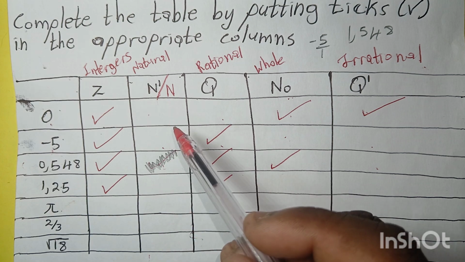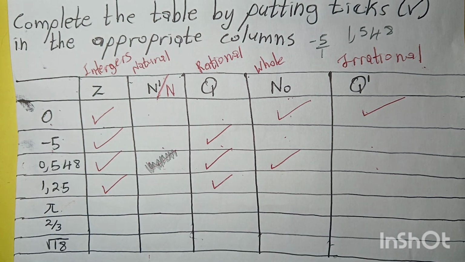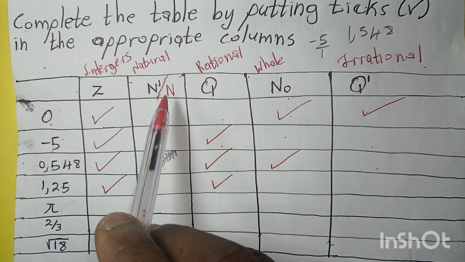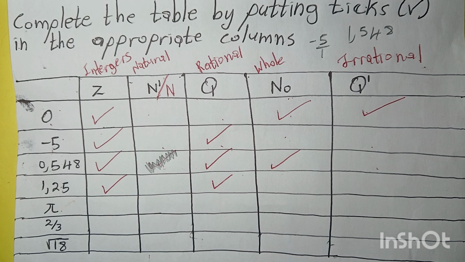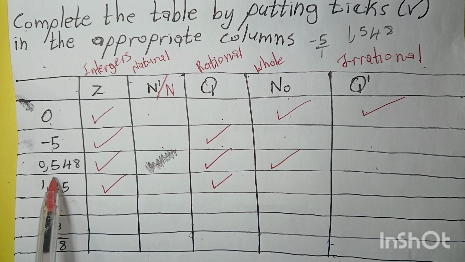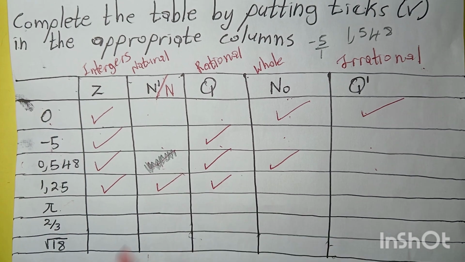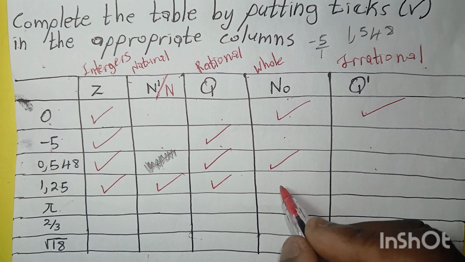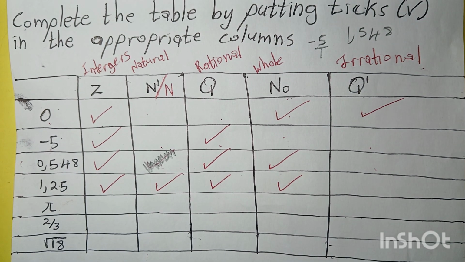And what about for natural numbers? Remember, natural numbers start from 1, 2, 3, 4, 5. So this thing, it is above 1. We can say it is a natural number. And the whole numbers start from 0, 1, 2, 3, 4, 5. So we can tick it.